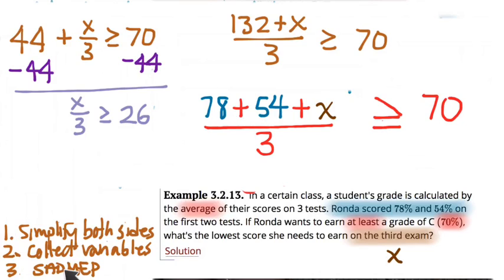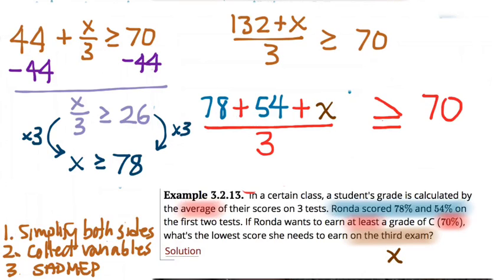Now it's a matter of multiplication and division. What can I do to get this x by itself? Multiply by 3. And why is multiply the right choice? Because x over 3 is a division. It's x divided by 3. So to undo dividing by 3, we'll multiply by 3 on both sides. 26 times 3 gives me 78. And now my x is by itself.